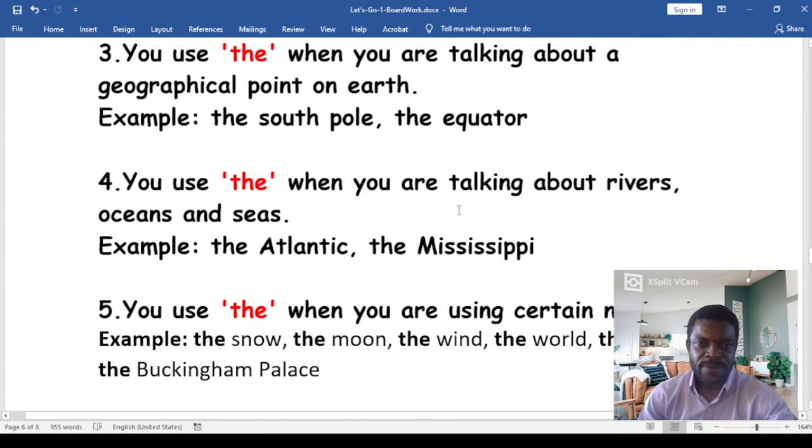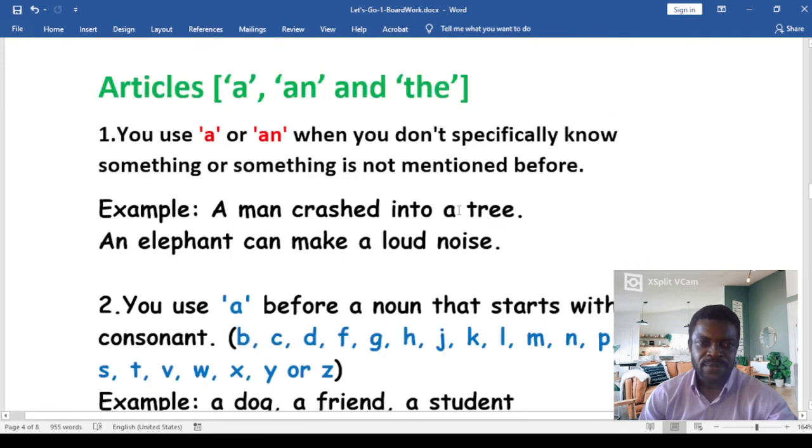So I just want to do a quick recap. We talked about articles a, an, and the. This one we call the definite article, which is the. This is where I'm paying particular attention today. But just a quick recap: you use a or an when you don't specifically know something, or something is not mentioned before. So: a man crashed into a tree. An elephant can make a loud noise.